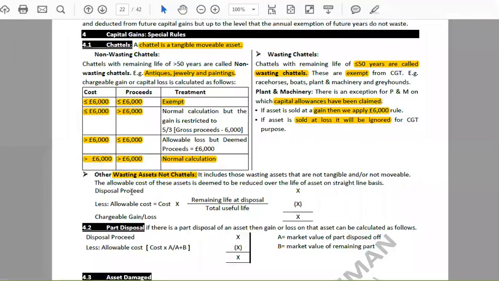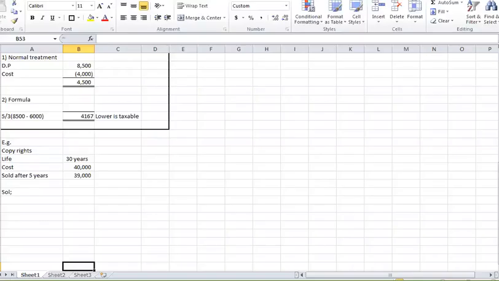So how to calculate gain or loss? First, we will write down disposal proceeds and then we will deduct allowable cost. How to calculate allowable cost? Total cost into remaining life divided by total life. This is the formula to calculate gain or loss whenever you are going to sell an asset which is a wasting asset but not a chattel. So now let's calculate it over here as well. Disposal proceeds: since we have sold this asset for 39,000 pounds, this is disposal proceeds.